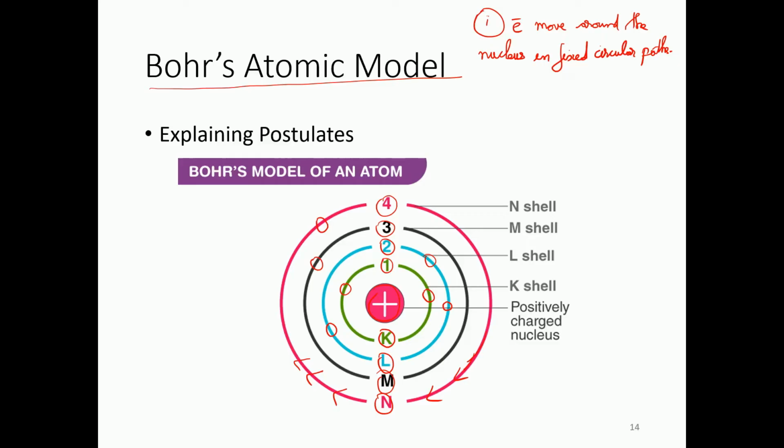The second postulate which Bohr gave us, based on his understanding of the atomic model, is that the force that binds the electrons to the nucleus, the binding force of electrons with the nucleus, is given by Coulomb's law equation, F is equal to K Q1 Q2 divided by R square. This is Coulomb's equation where Q1 and Q2 are the charges, K is the constant, and R square is the distance between these electrons and the nucleus. So this is the force that keeps the electrons bound to the nucleus.